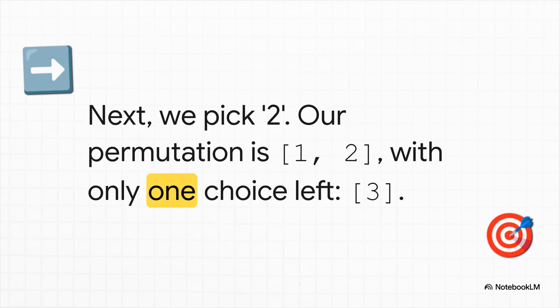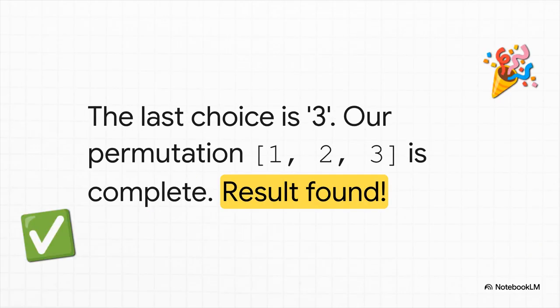And we've only got 1 number left to place. And the last step on this path? It's a gimme. There's only 1 choice left, 3. We add it, and bam! Our permutation is 1, 2, 3. The length now matches our original input.